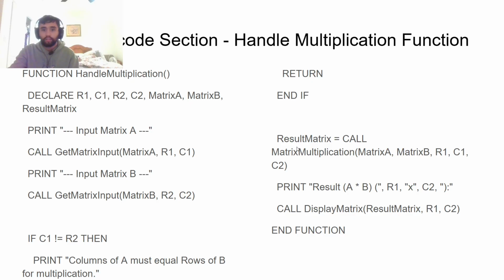Then gets the return matrix. Wait, result matrix calls it. Oh, it's calling the matrix multiplication function. Then it prints the result, calls the display matrix. This one actually is the thing that displays it. This is just the prompt beforehand, hence function.